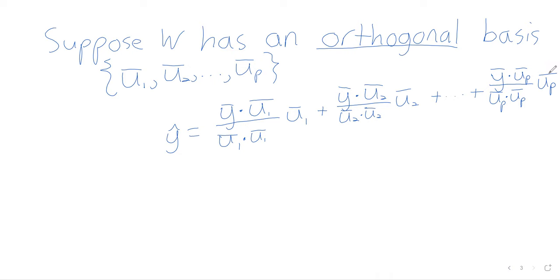So it's extremely tedious. Obviously, if you have a large basis, this becomes immensely tedious to do. If W is a 10-dimensional space, then you have 10 of these terms being added up. That's probably a job for a computer rather than pen and pencil. But the actual formula is straightforward.